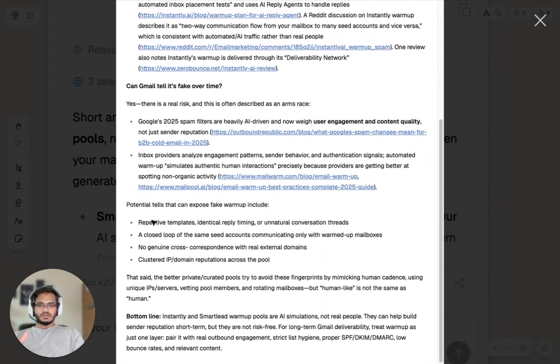So there are some potential tells that can expose fake warm-ups: repetitive templates and identical reply timing, a closed loop of the same seed accounts communicating only with warmed-up mailboxes. So if you just keep the warm-up on for a very long time, even after the initial stages of warming up and then sending actual campaigns and getting responses, and then just going back to the same closed loop of seed accounts again, it could be problematic. Which is why people who do warm-ups, even with Smartlead, even with Instantly, eventually at some point are convinced that maybe the warm-up is not very helpful. And there's a good reason for that.